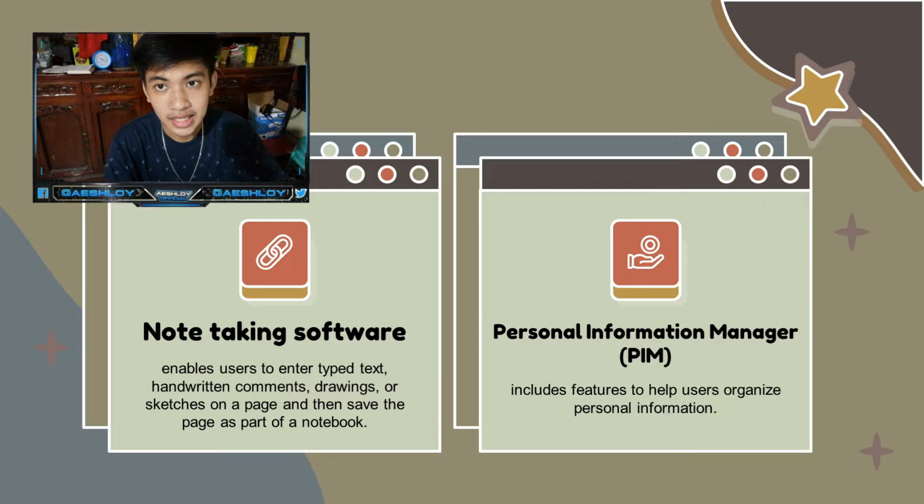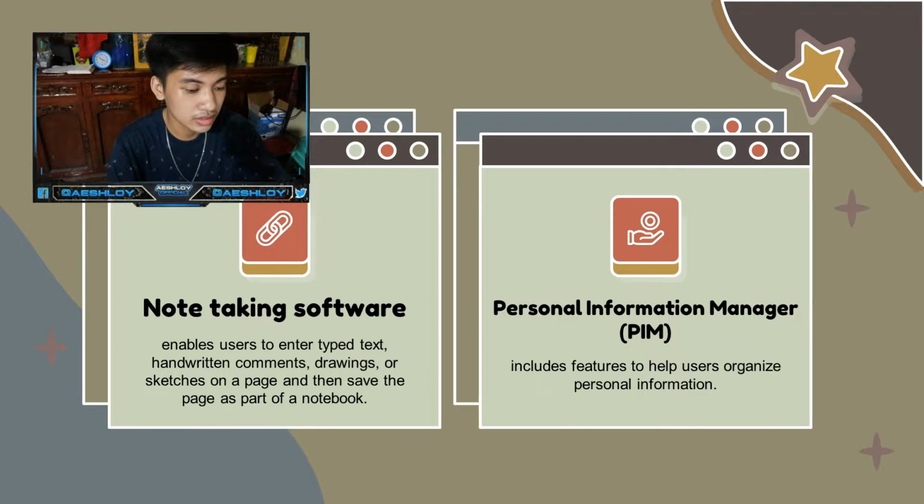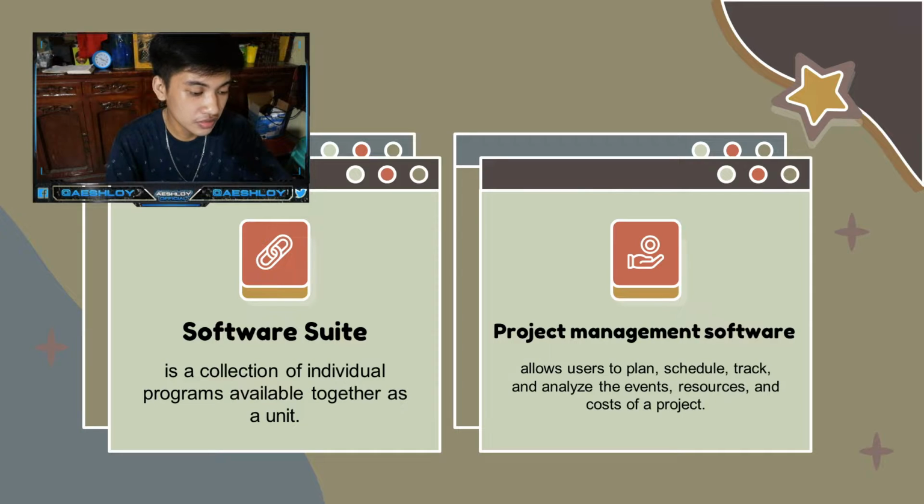It enables users to enter typed text, handwritten comments, drawings, or sketches on a page, and then save the pages as part of a notebook. Then the next one is the Personal Information Manager. It includes features to help users organize personal information. Then the next one is Software Suite. It's a collection of individual programs available together as a unit. For example, the Software Suite is like the Microsoft Office. It has all the Microsoft applications right there, bundled all together.